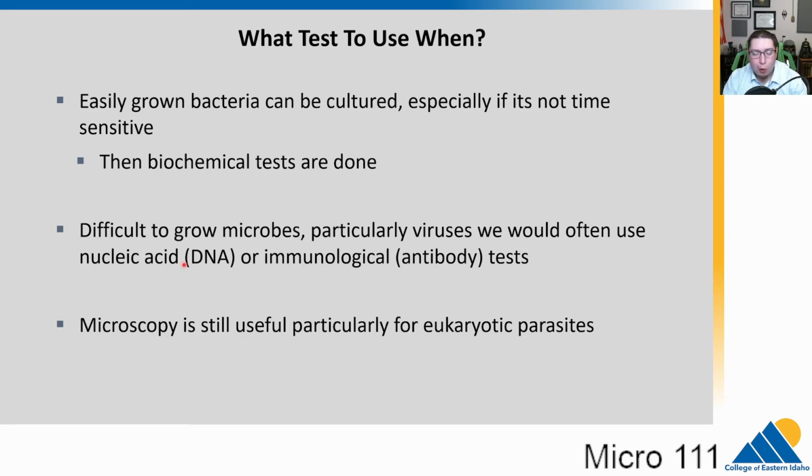Microscopes are still super useful, right? Particularly for eukaryotic parasites. They're very large, they're very easy to identify. You can't culture them on plates. You could do PCR, but we don't suspect them as our first thing there. So microscopes work well for eukaryotic parasites.